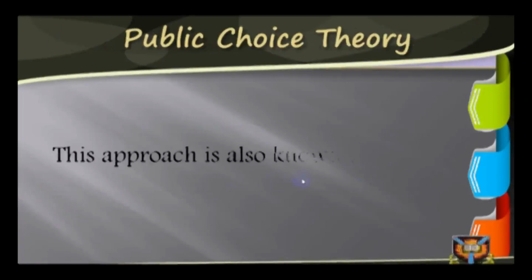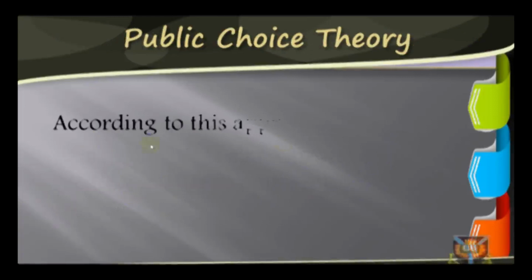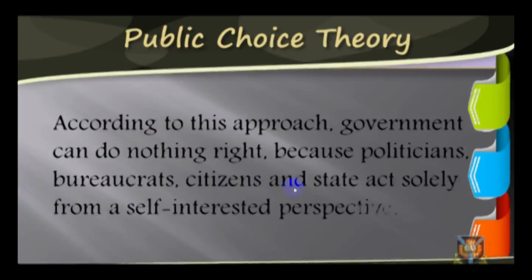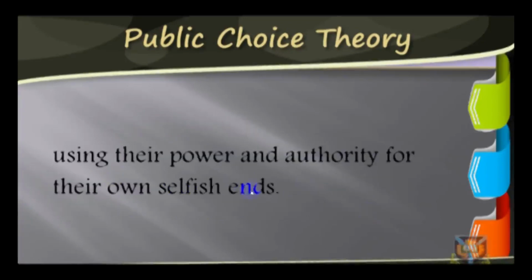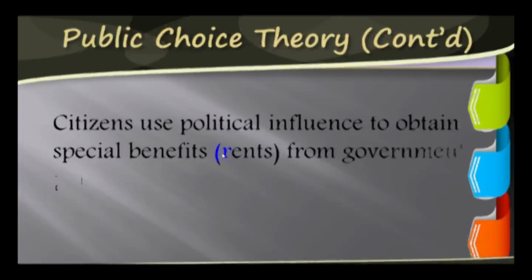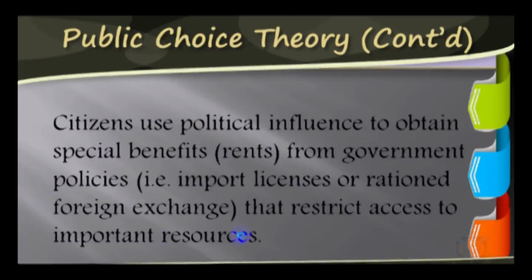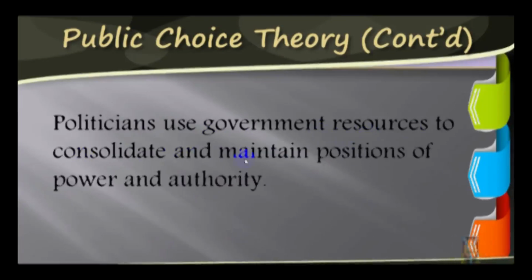Public choice theory. This approach is also known as the new political economy approach. According to this approach, government can do nothing right because politicians, bureaucrats, citizens, and the state act solely from a self-interested perspective, using their power and authority for their own selfish ends. Citizens use political influence to obtain special benefits from government policies and restrict access to important resources. Politicians use government resources to consolidate and maintain positions of power and authority.